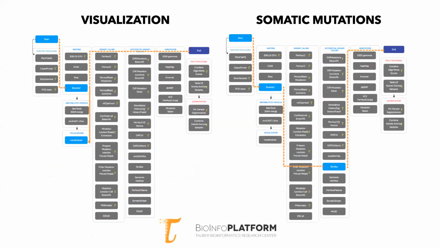Here are a couple of example pipelines that you can make. One that we did today was with visualization, just seeing what's in your data. Another one is an example of somatic mutation variant calling, which is relevant, for example, in cancer, where you have one normal, one tumor sample.